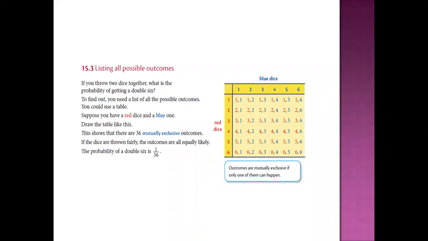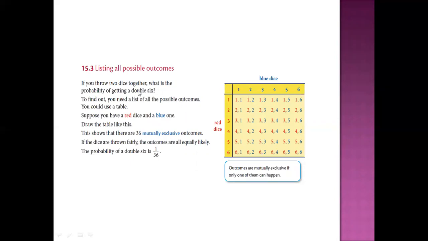In this lesson, especially, I have prepared for you some questions about probability. Okay, let's start our lesson. 15.3, listing all possible outcomes. As you see here, we have a multiplication table.